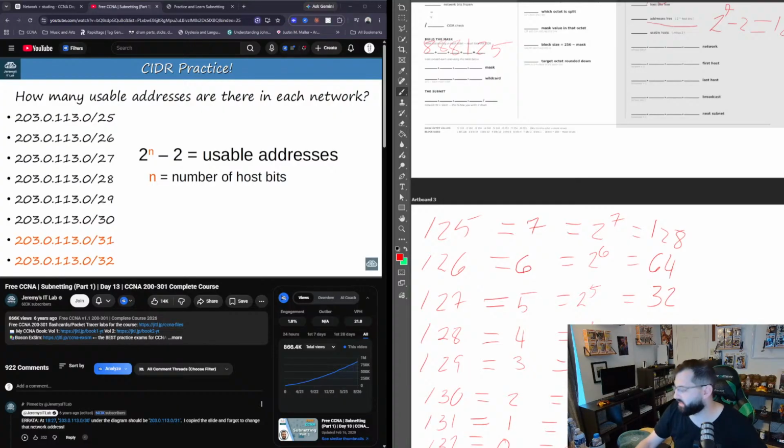All right. So that is how that is working, okay? So that means over here, this is how many addresses we have that are usable. But that's how many addresses we have, so we need to subtract all of these by 2. Right? So that's going to equal 126. That's 62. That's 30.